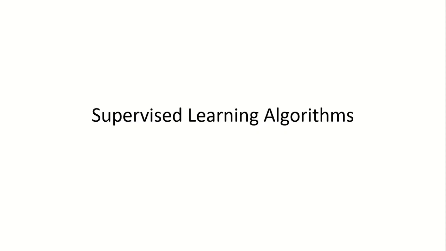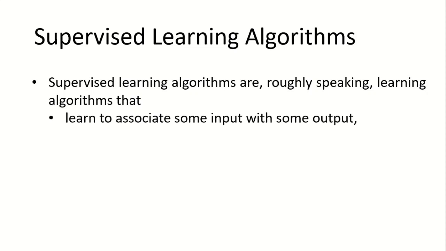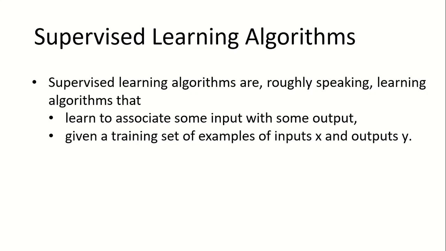So today we will look at supervised learning algorithms. Roughly speaking, they are learning algorithms that learn to associate some input with some output. That means we give some inputs that are labeled data. Given a training set of examples of inputs X and outputs Y, we specify that for this input, this should be the output. So we have a set of data like that, and using that data, we train the system.